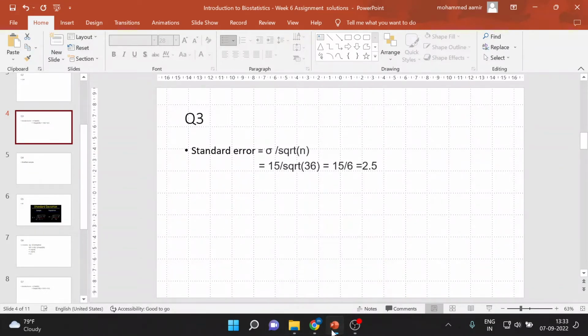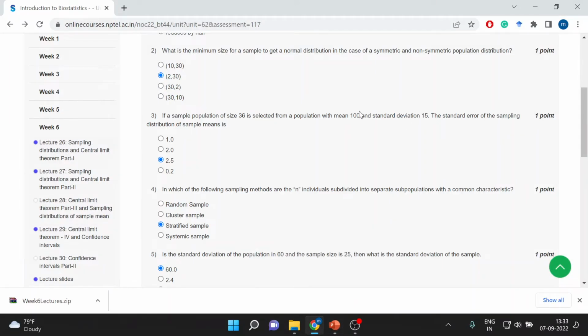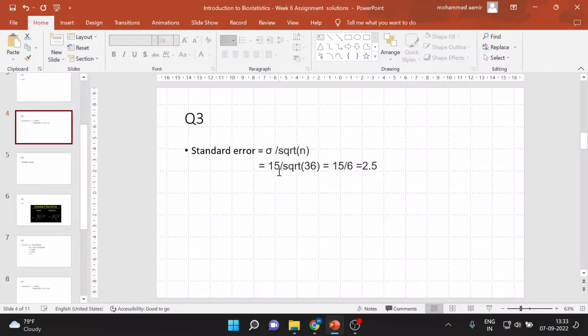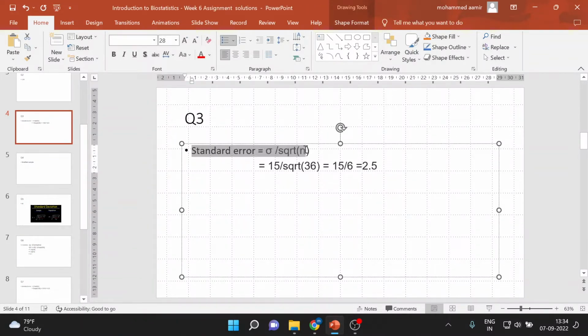And the given standard deviation is 15, and the sample size is 36. So if you substitute those in the equation, you get 15 by square root of 36, which is 15 by 6. And if you calculate that, it comes out to be 2.5. It's fairly simple. So standard error is nothing but sigma by square root of n. It tells you how the standard errors are distributed. That is all it tells you. That is what you mean by standard error.